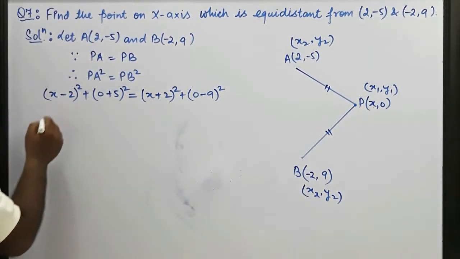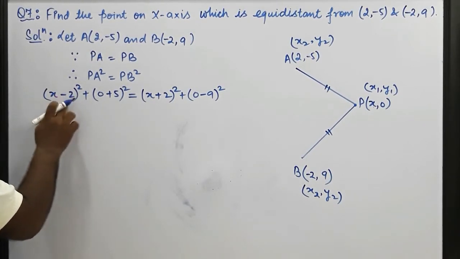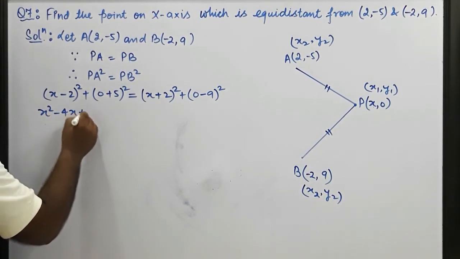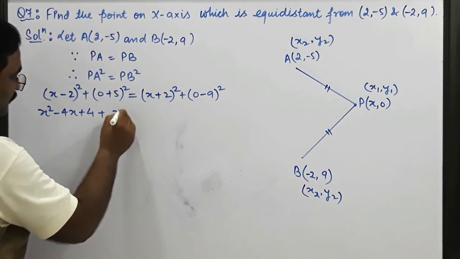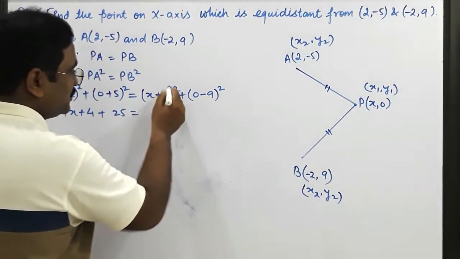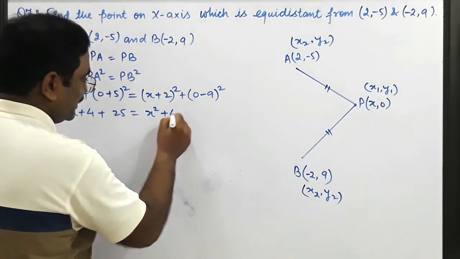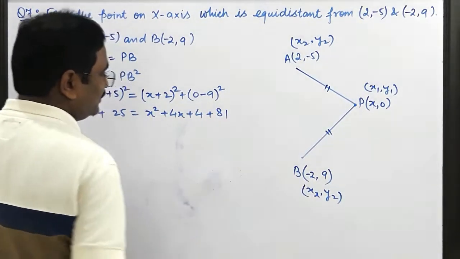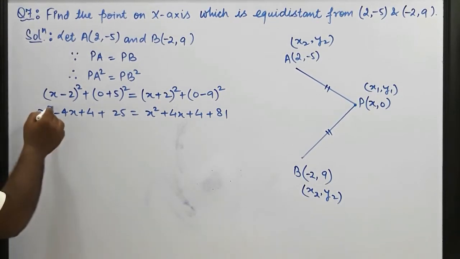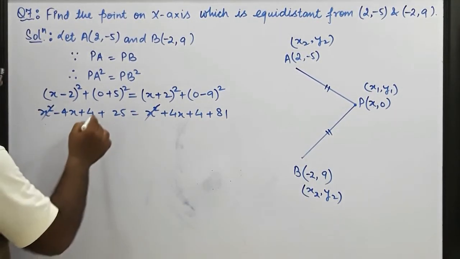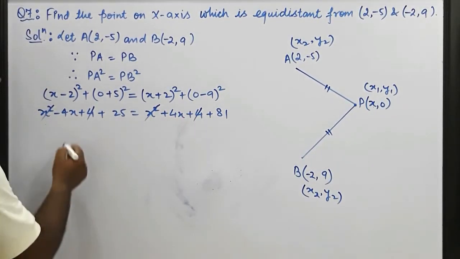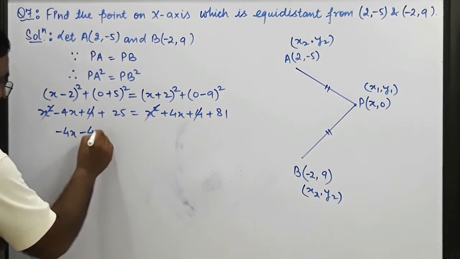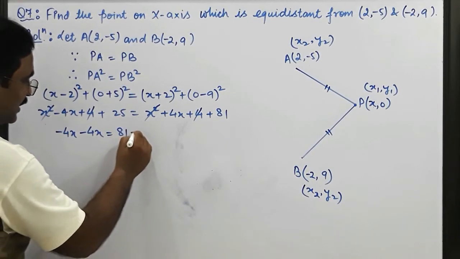Let us simplify this. With the help of a minus b whole square, this can be written as x square minus 4x plus 4 plus square of 5 is 25 equals to, with the help of a plus b whole square, x square plus 4x plus 4 plus square of 9 is 81, right. Now let us solve. x square is cancelled, 4 is also cancelled. Now let us simplify. Minus 4x is left here, transpose this side, minus 4x equals to 81 minus 25.